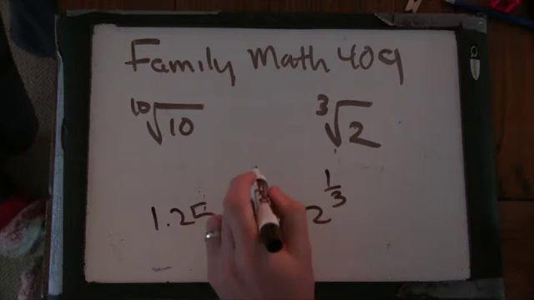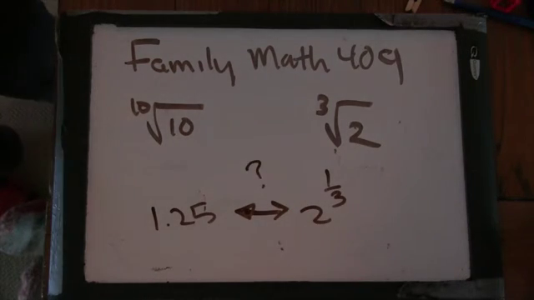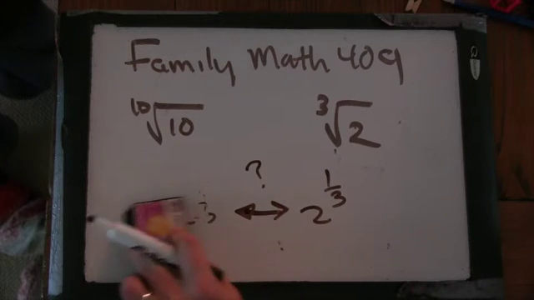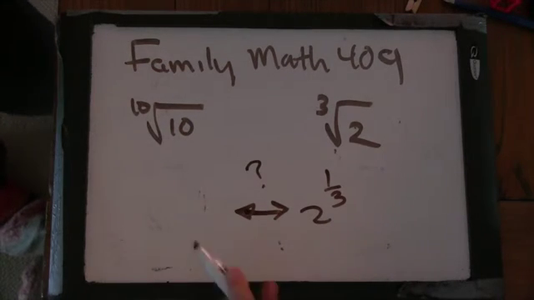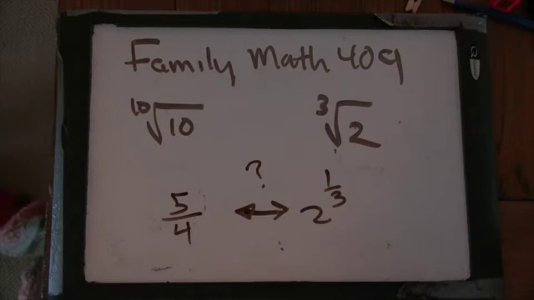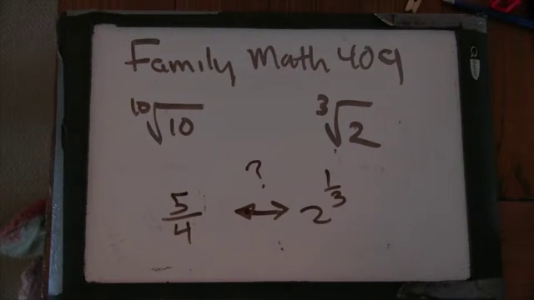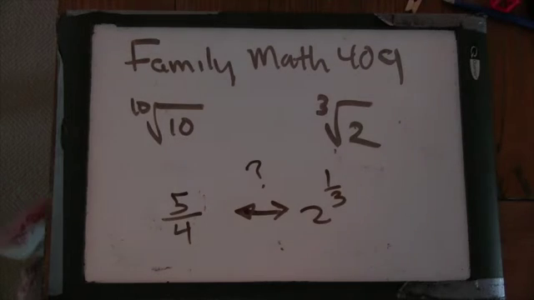Is it bigger than or less than? We just don't know. By the way, there's an easy way of writing 1.25. It's 5/4. So how can we find out if 5/4 is bigger than or less than 2 to the 1/3? Well, 2 to the 1/3 is bigger than 1. We know. But we don't know how much bigger.